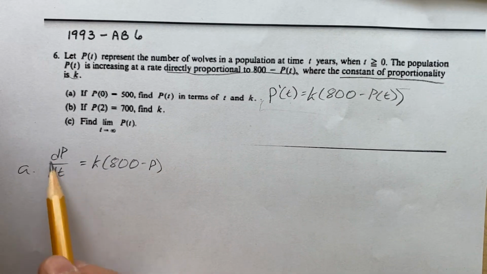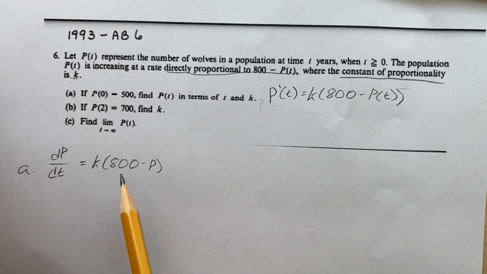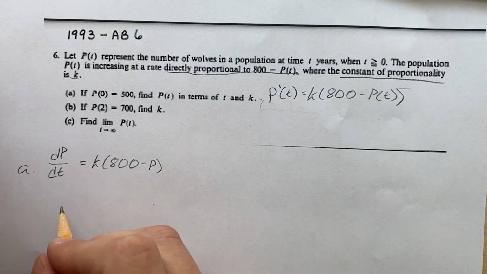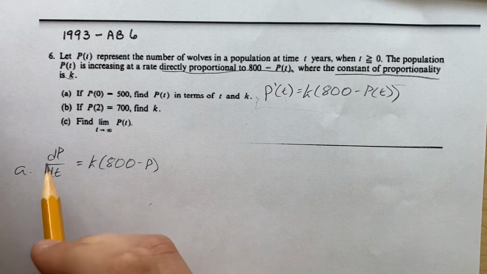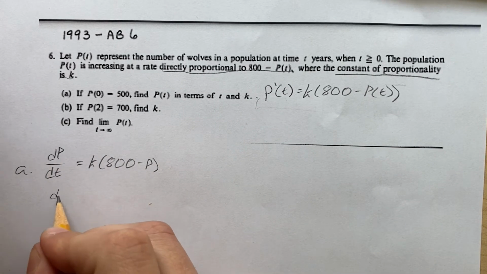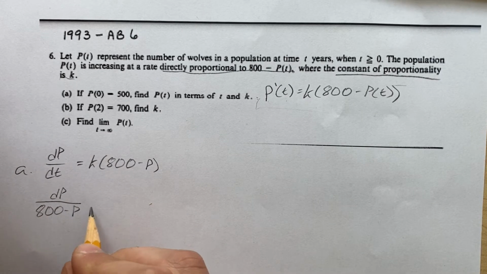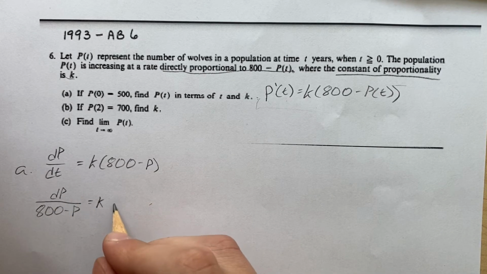Now, whenever you have one of these separable differential equations, the most important thing is you want the dp term and the dt term to be on sides of the equation where they are with whatever p's or t's are in the equation. If that didn't make sense, hopefully doing some algebra will make it make a little more sense. Since this 800 minus p term has a p in it, we want it to be on the side with the dp. So we'd have dp over 800 minus p, and on this side, we'll pull over the dt, we'll have k dt.